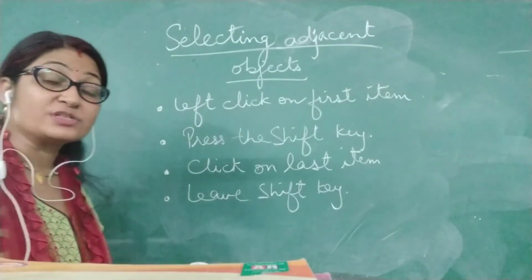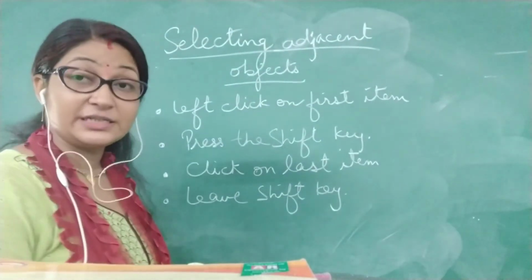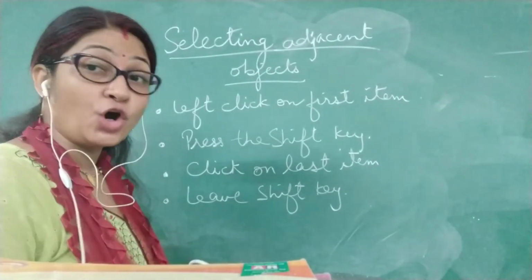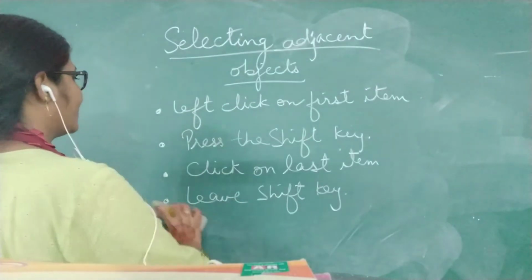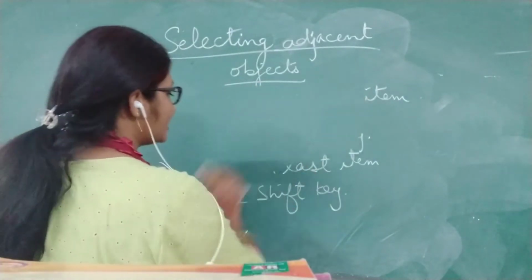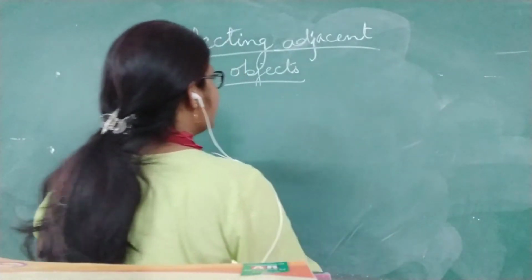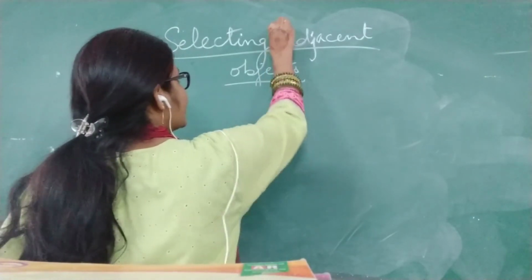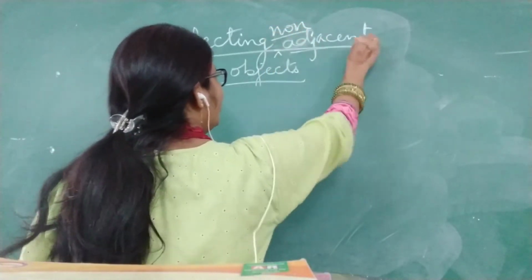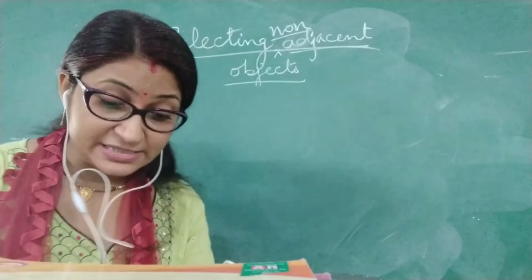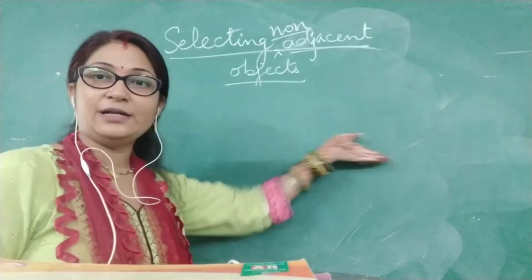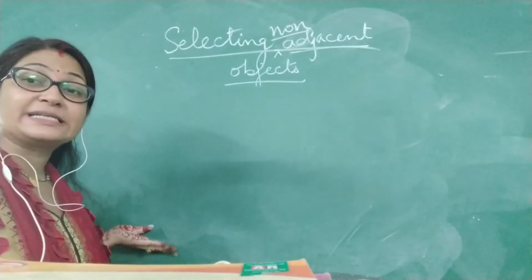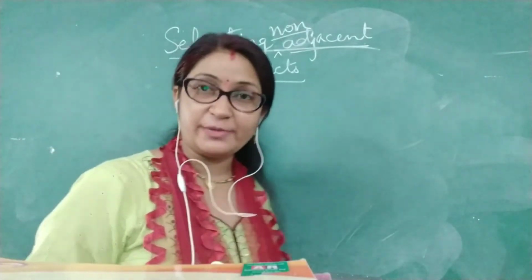Now let's suppose the items do not come one after the other, if they are non-adjacent, then what will we do? Let's have a look. Writing here now: non-adjacent. These are the non-adjacent items this time. That means they are not coming all together. One is here, one is this side, one is this side. If I have to select such items, what am I going to do?